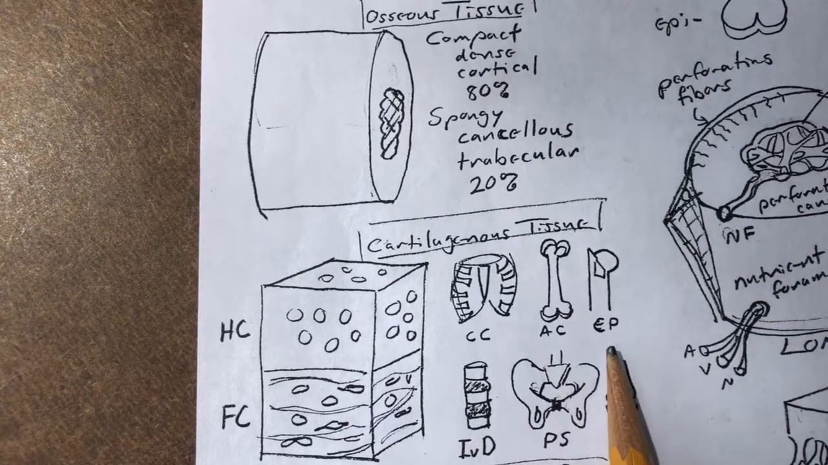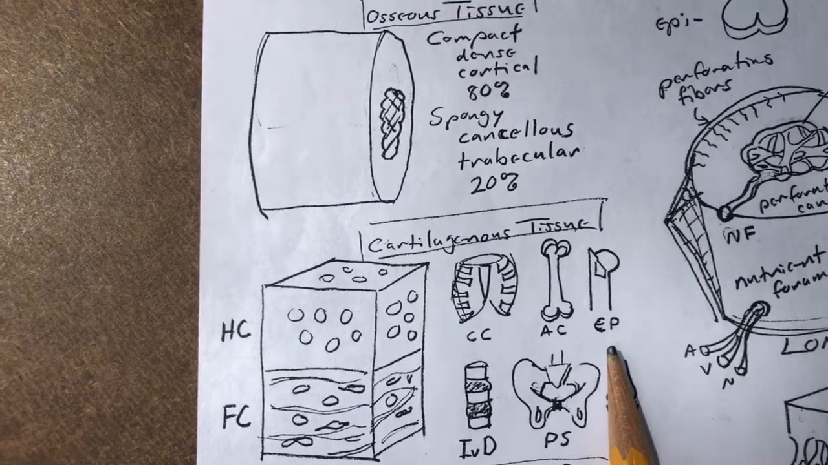EP here stands for Epiphyseal Plate. The epiphyseal plate, sometimes known as the growth plate, is located in the metaphysis of the bones, and this is an area where there's still hyaline cartilage, where there's still the possibility of the bone growing longer.